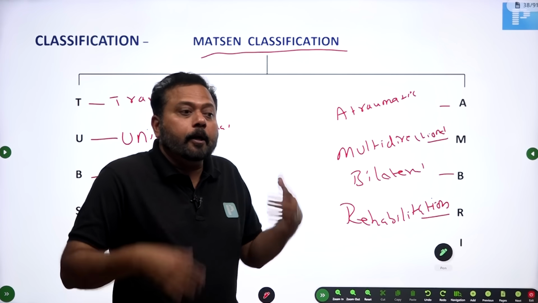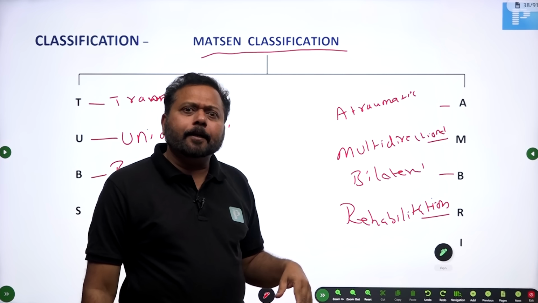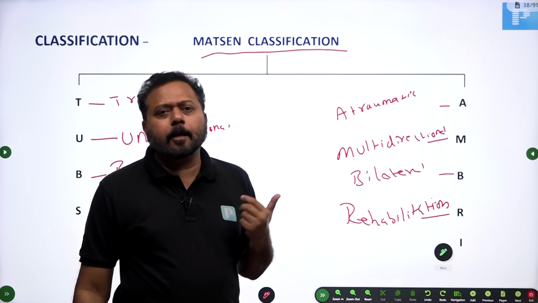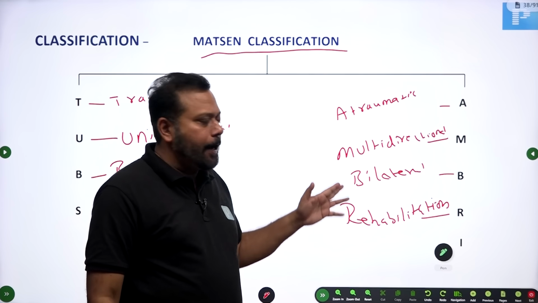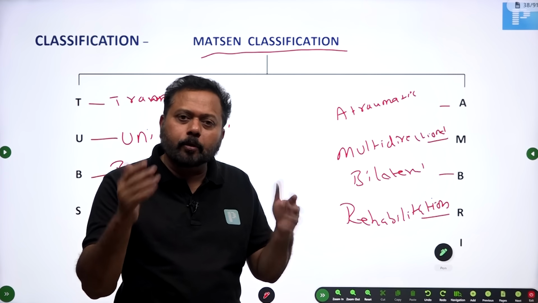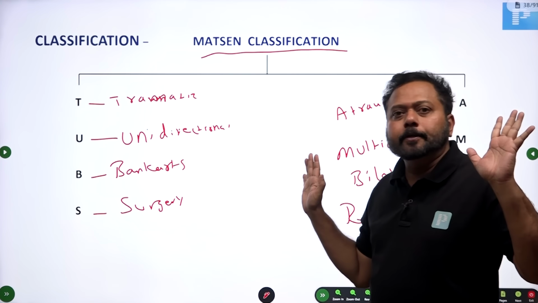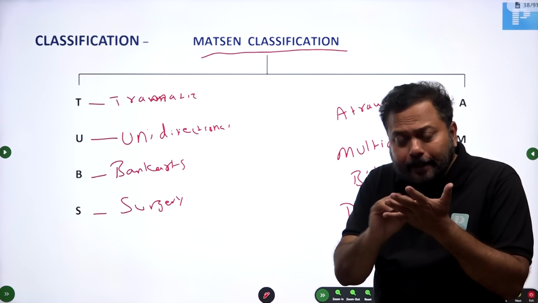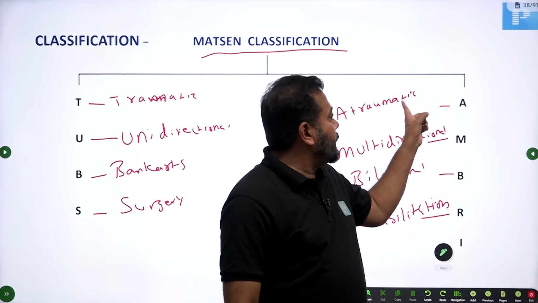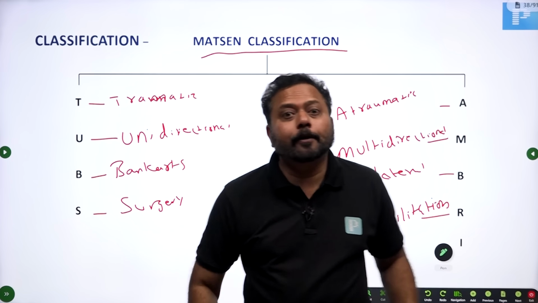Other way around, recurrent shoulder dislocation is happening, no history of trauma, atraumatic. And multidirectional, first time anterior, second time posterior, third time again anterior or inferior, something like that. It's called multidirectional. And both shoulders are involved, bilateral. Then don't do surgery. Surgery won't help. Only physiotherapy, that is rehabilitation. So if they ask, they will ask like this: traumatic recurrent shoulder dislocation, best treatment option, surgery. Atraumatic recurrent shoulder dislocation, best treatment option, answer is rehabilitation, physiotherapy.